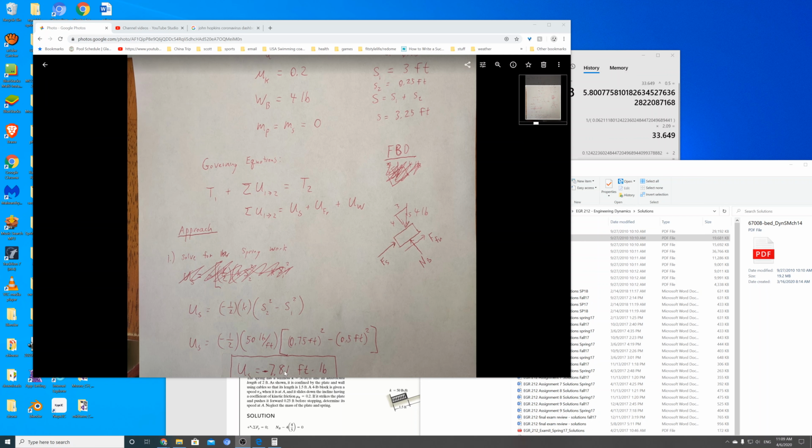I go through, come up with a value. It's minus 7.81 foot-pounds for work of the spring. And notice, of course, the sign because it's in opposite direction of the motion.